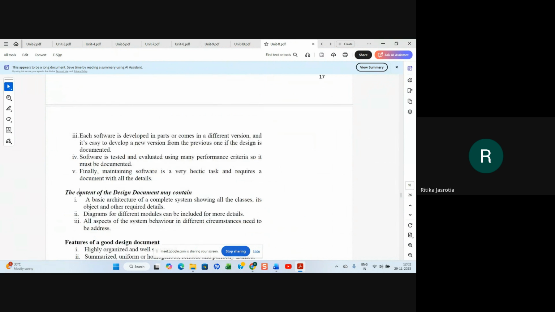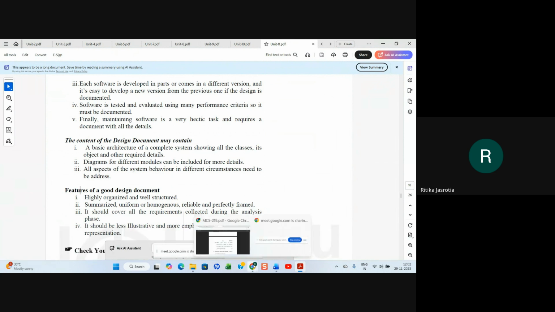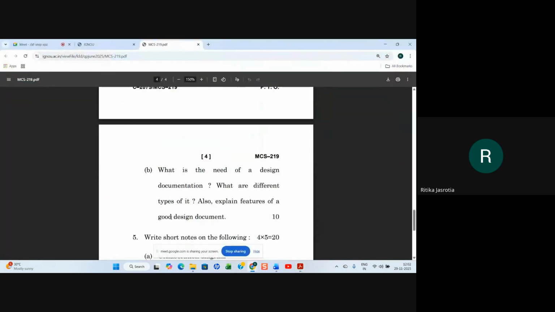They have also given you the content of the design documentation: a basic architecture of the system, diagrams, all aspects. And the features of a good design document: it is highly organized and well structured, summarized, uniform or homogeneous, reliable and perfectly framed. It should cover all the requirements collected during the analysis phase. It should be less illustrative and put more emphasis on images or pictorial representation. So this is what the features of a good design document should be.